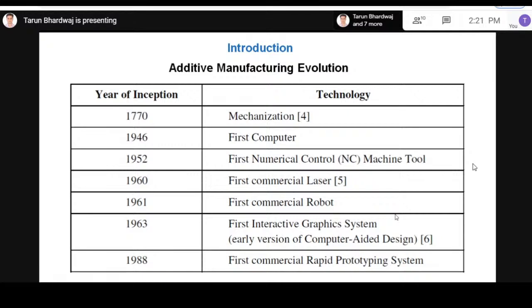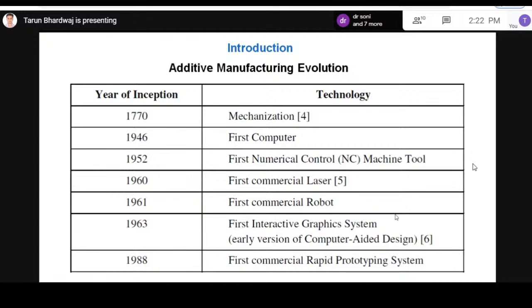From 1952 to 1960, we have the first commercial laser, as we are using lasers nowadays for processing of metals. For polymers, sometimes we use laser, but as lasers have very high temperatures, we basically use lasers for melting metals. In 1961 we have the first commercial robots, as we use robotic arms to move parts for the CNC machines. And in 1963 we have the first interactive graphic system, that is basically CAD.